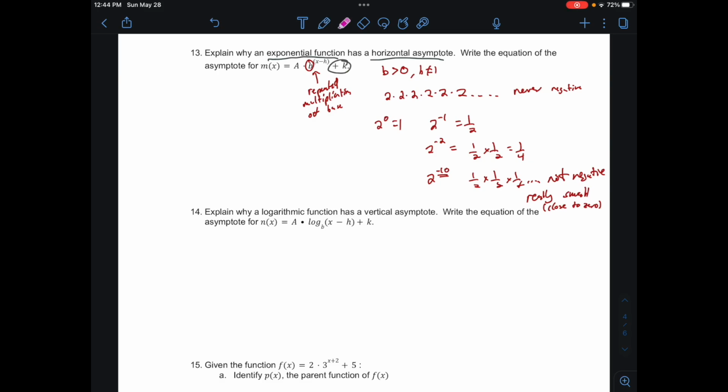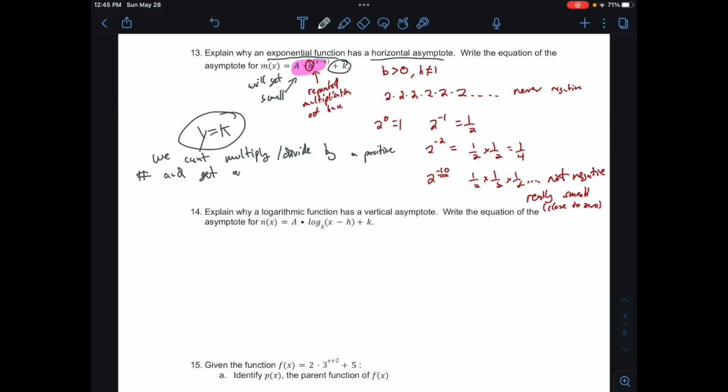The asymptote just ends up being this k value, because this part of the function is going to get really small, and then we just add on this after. So that gets our asymptote. Our horizontal asymptote is just going to be y equals k. Why does it have the horizontal asymptote? We can't multiply or divide by a positive number and get a negative number. We can get really close to 0, but never quite there.